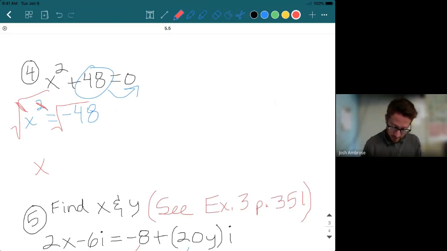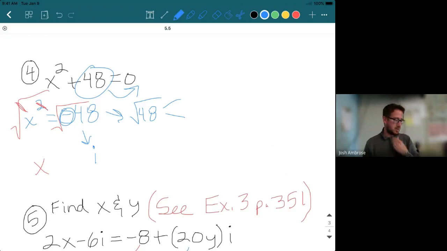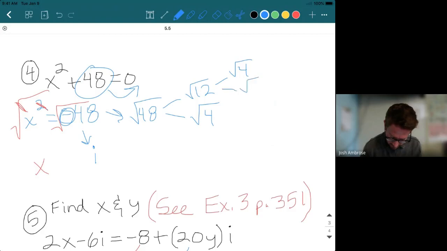That's good. However, we got to get rid of that negative sign. So we're going to pull out i. And now we have left over radical 48. And now we got to break this down into its parts. Let's see. We could do 12 and 4. Then 12 would go one step further into 4 and 3. Each of these 4s would become a 2. And then those 2s would need to go together and go back and become a 4.